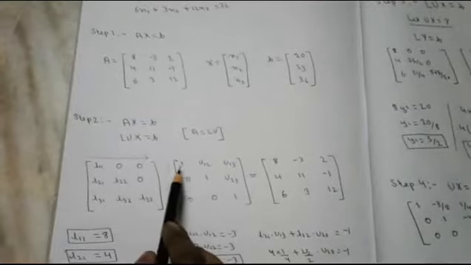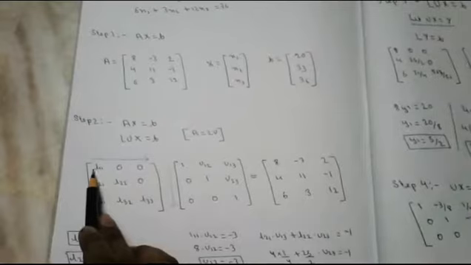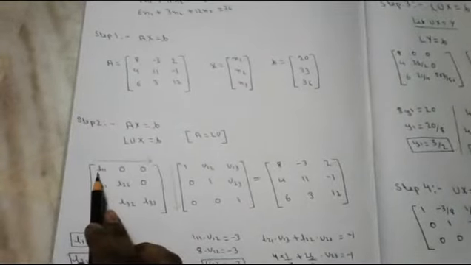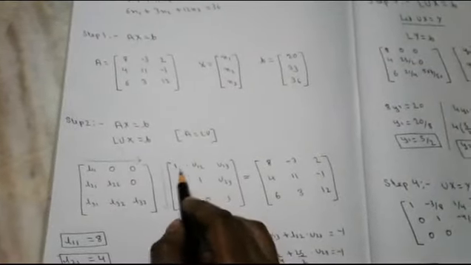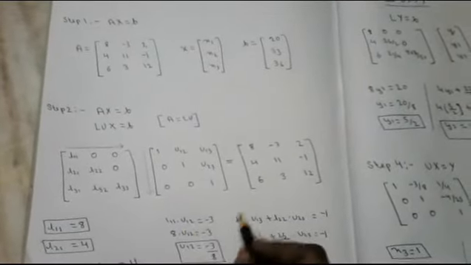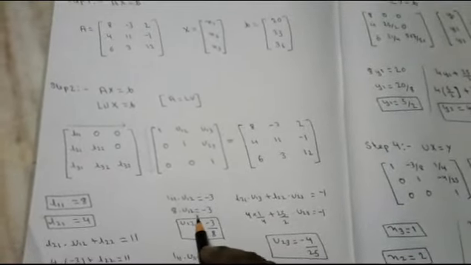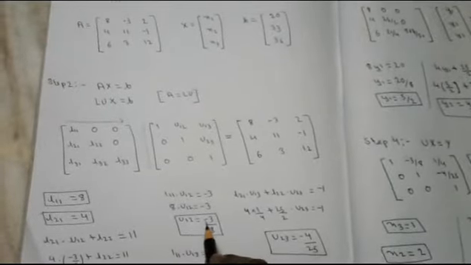Now we have to do the multiplication of L and U. So just cross multiply row and column. L11 into 1 equals 8. Now the row with the second column: L11 into U12 equals -3. Just replace the value of L11, that is 8. Now we get the value of U12, that is -3/8.